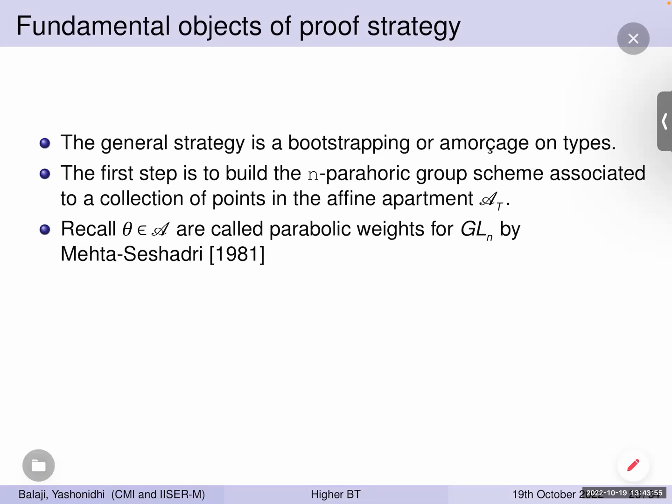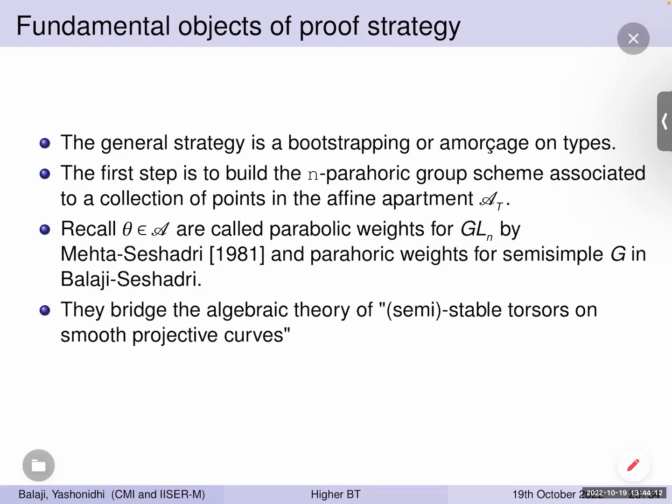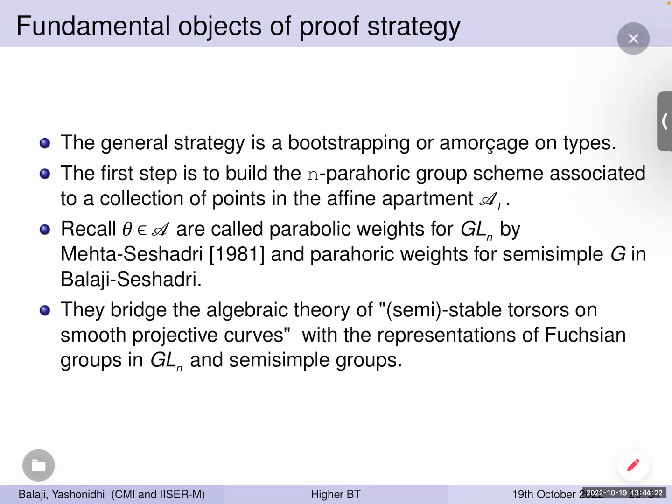Recall that points in the apartment are called parabolic weights for GL_N by Mehta-Seshadri, and parahoric weights for semisimple G in Balaji-Seshadri. This was published in 2015. The notion of weights bridges the algebraic theory of semi-stable torsors on smooth projective curves with the representations of Fuchsian groups in GL_N and semi-simple groups, the compact parts of these groups. Unitary representations, I should have written, I forgot to write.